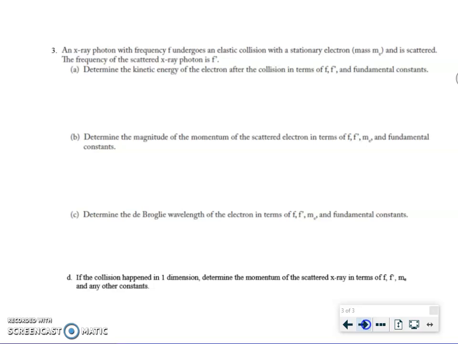So we are basically doing conservation of energy there. We have an incoming X-ray photon, so that's going to be called hf, and then it's going to give the electron kinetic energy. That's the KE we're interested in. And then there's going to be a scattered photon that has a different frequency, and that's a lower frequency because it's lost some energy. So we can just rearrange that and say that's hf minus hf prime.